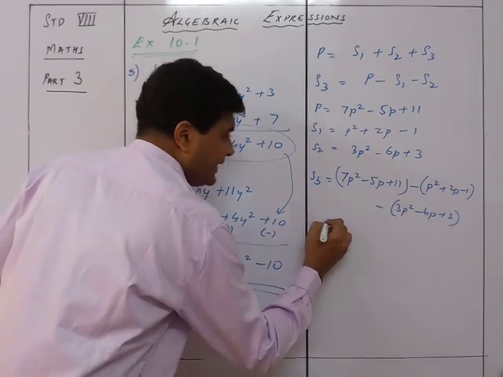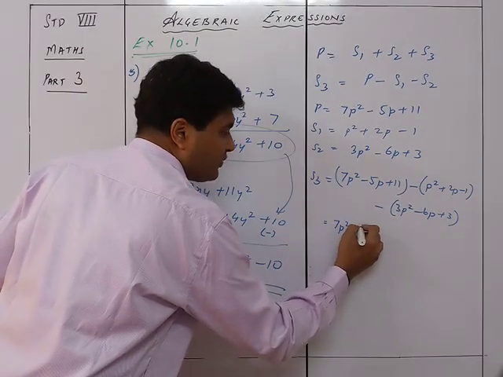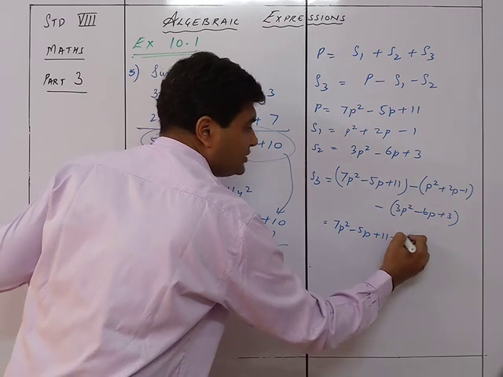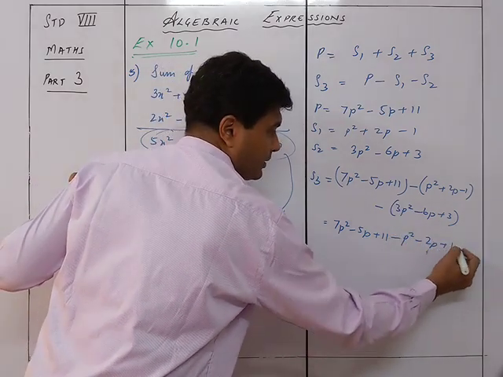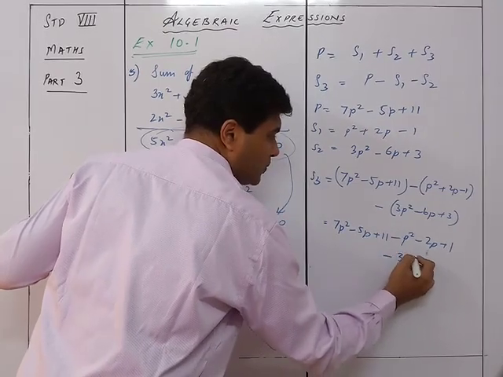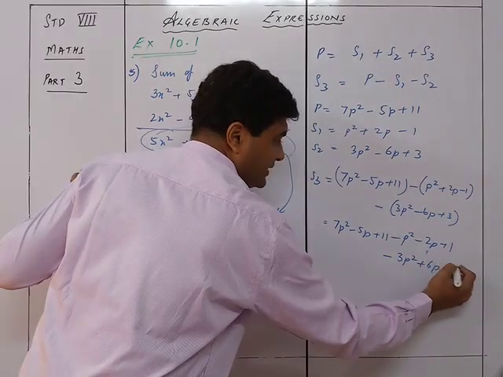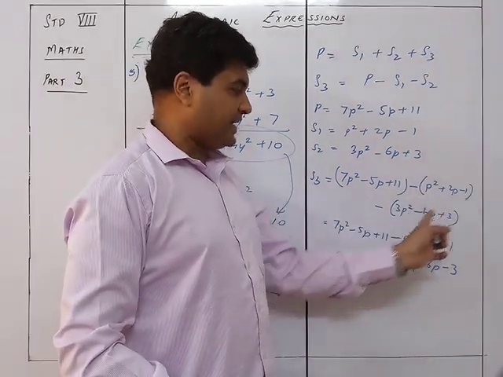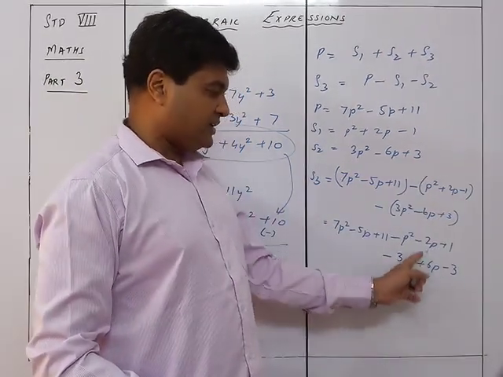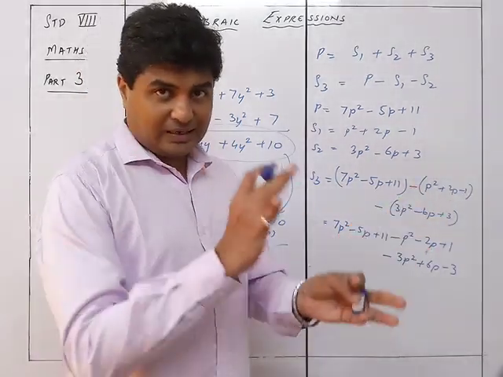Opening the brackets, you get 7p square minus 5p plus 11 minus p square minus 2p plus 1 minus 3p square plus 6p minus 3. See, I changed the signs because of the minus sign over here. All the signs inside have been changed and put over here. Now take all the like terms together.